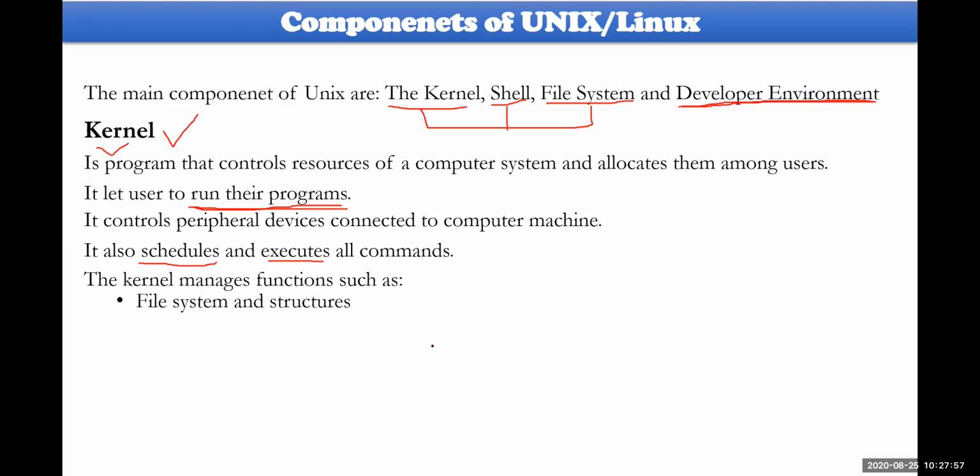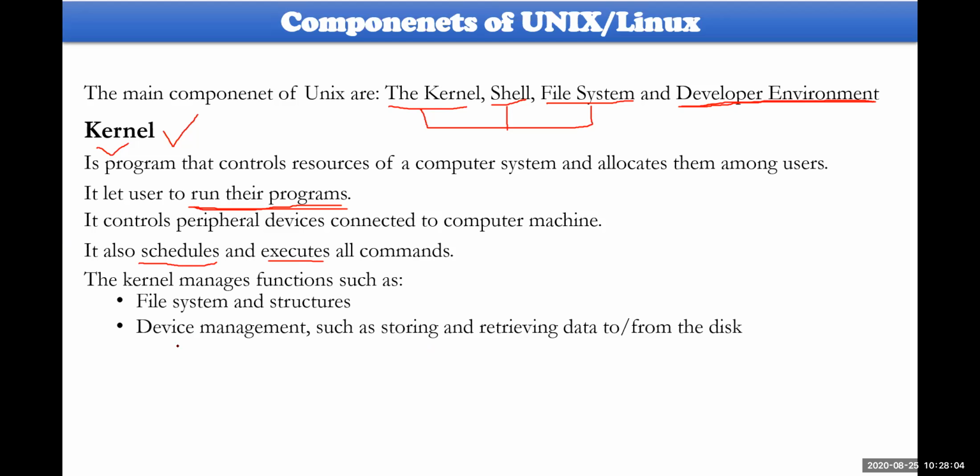What kind of file structure, how many kinds of files you have, all those files are managed by the kernel. And device management: if any peripheral device is there, how it is organized, and how it is allocated to one particular process for the completion of that process. And if it is a disk, how the data is transferred from disk to main memory, or main memory to disk. All these kinds of scheduling can be done by the kernel only.